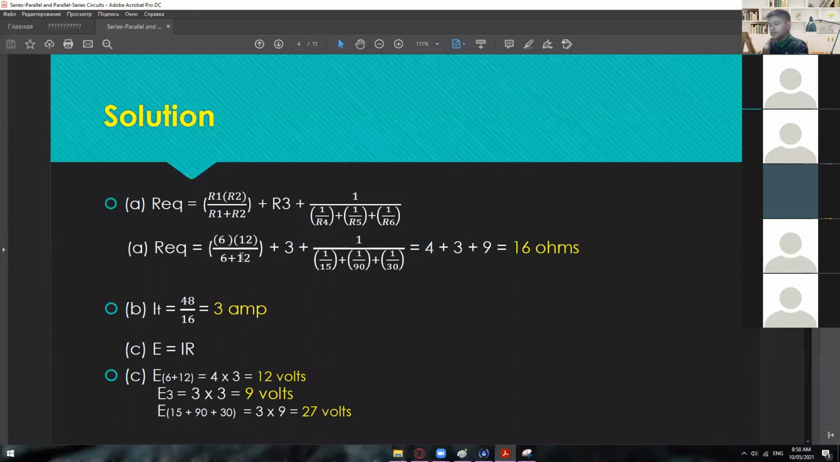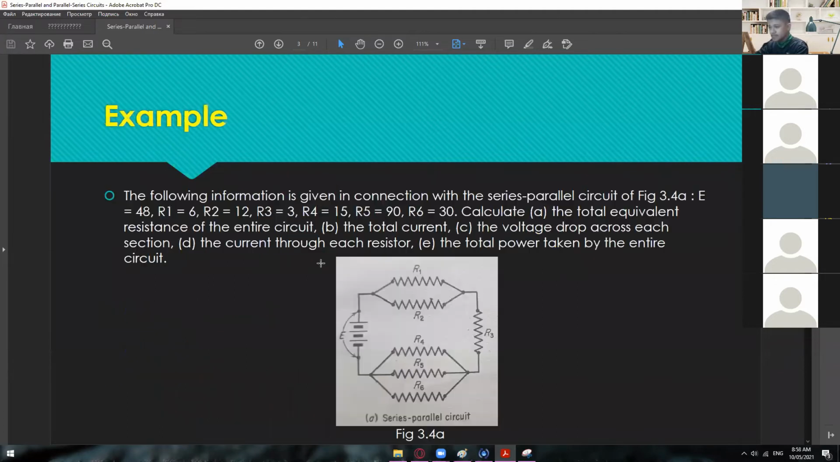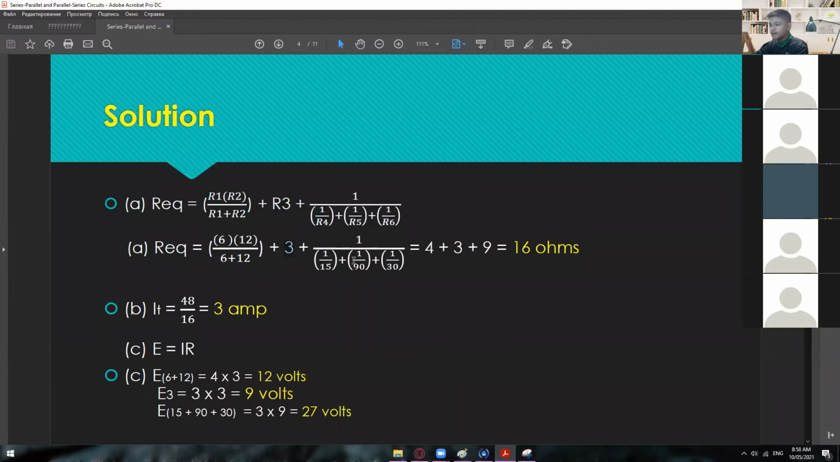Okay? So, just do the math. Or, kung meron na kayo na itong formula nyo to, i-substitute nyo na lang yung mga given values or yung mga equivalent values nila. So, 6 times 12 divided by 6 plus 12 is equal to 4. Okay? And then R3 is just 3. And then for the R4, R5, and R6, palitan nyo lang yung R4 into 15, R5 into 90, and then R6 into 30. So, if you're going to solve this one, then you will get 9. So, just add those 3, and then you will get 16 ohms.